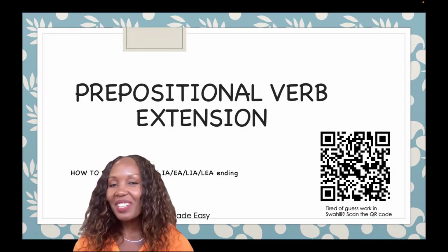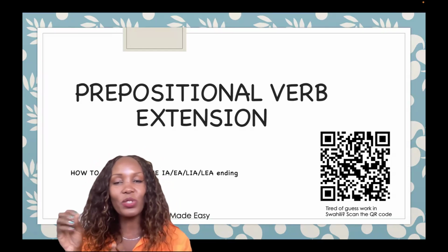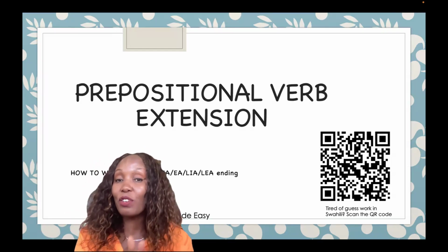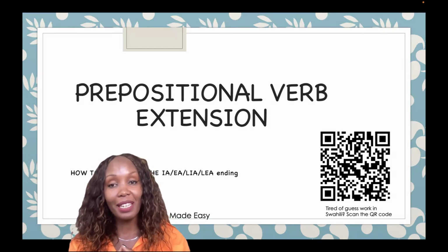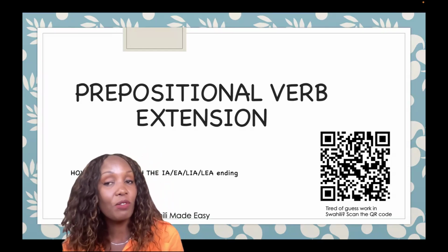So you might be wondering what verb extensions are in Swahili. They're simply little letters or suffixes that we put at the end of a verb to transform its meaning. So you might be wondering, why on earth would you need to transform the meaning of a verb?